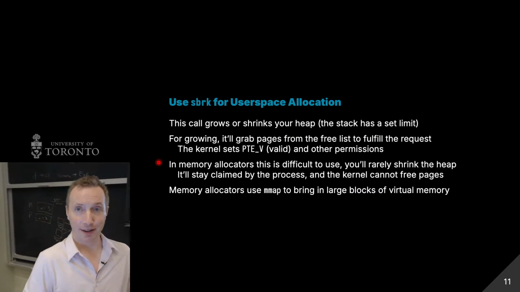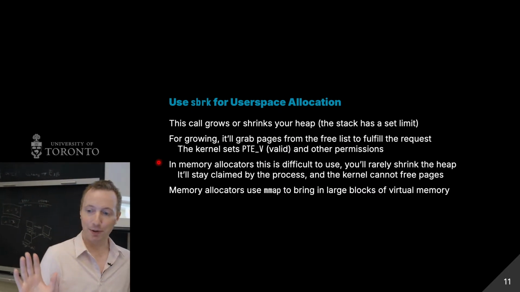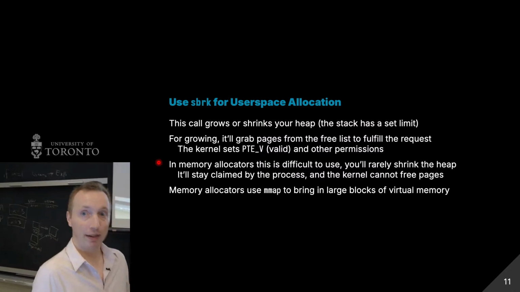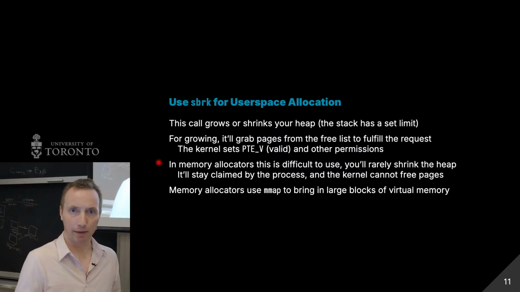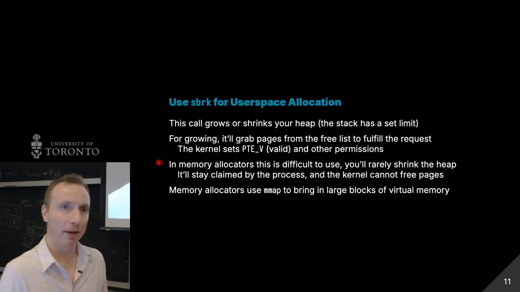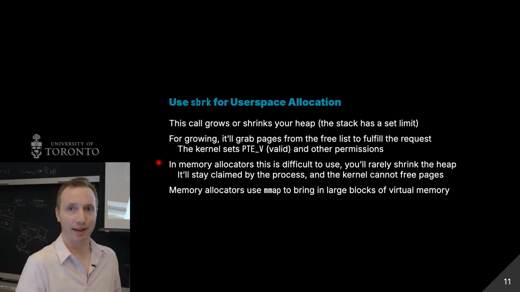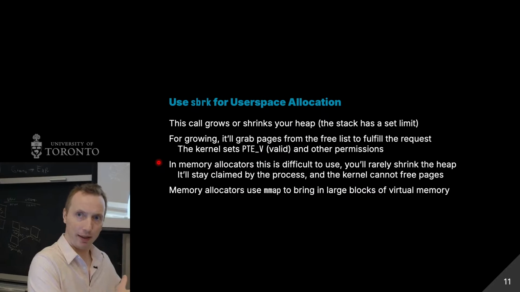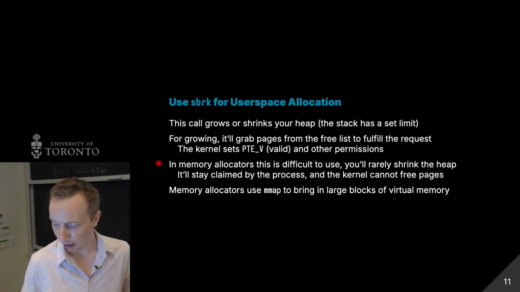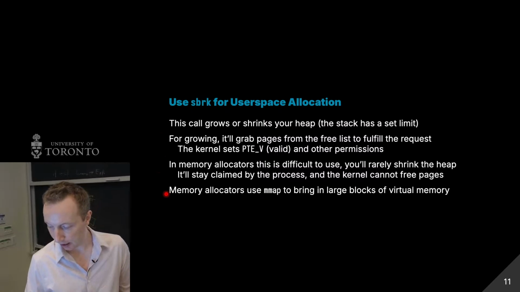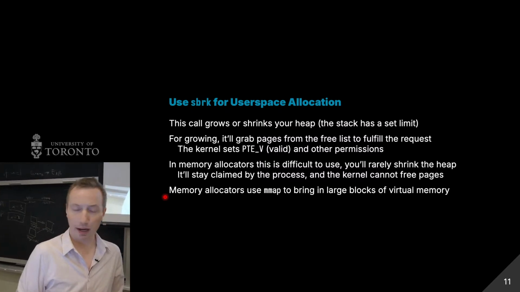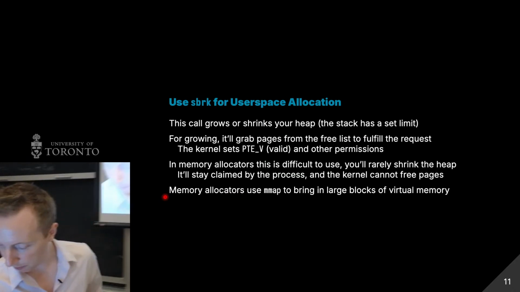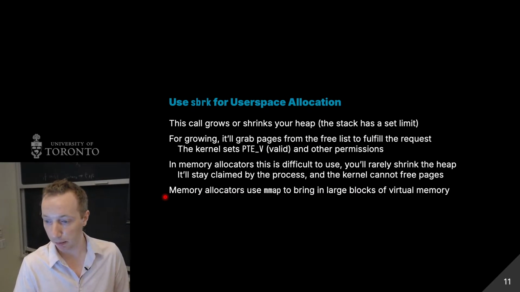Memory allocators are also fairly difficult to use. Most of the time you'll rarely shrink the heap, and that's why your process, even though it might not be using that much memory at a given time, it's generally hard for them to free the heap, because malloc's the thing that's managing the heap, and it can only shrink it if pages are unused at a time, and it has to be the last page it has. So most memory allocators will actually waste a bit of memory. They actually use a system call called mmap, we'll see a bit later, to map large blocks of virtual memory. That's a system call where you can try and manage your own virtual memory.